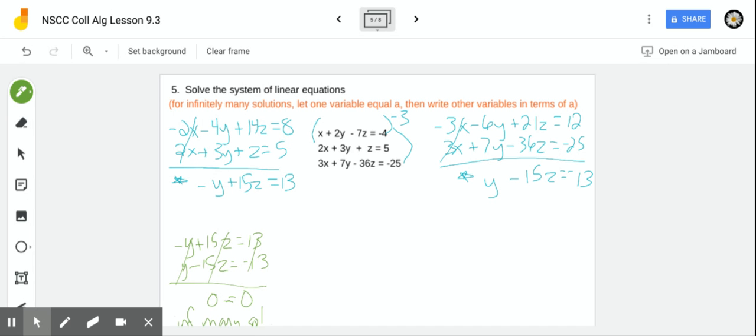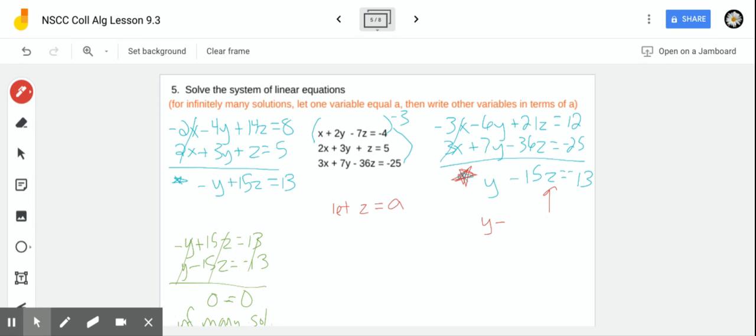Now, that's not a good enough answer. You can't just tell me there's infinitely many solutions and leave it at that. We need to know how to find them. So what you're going to do is go back to one of the starred equations. I'm just going to use this one because it's easy. And we're going to set one of the variables equal to a. So pick the one that's least easy to solve for. In this case, I would pick z. So we are going to let z equal a.